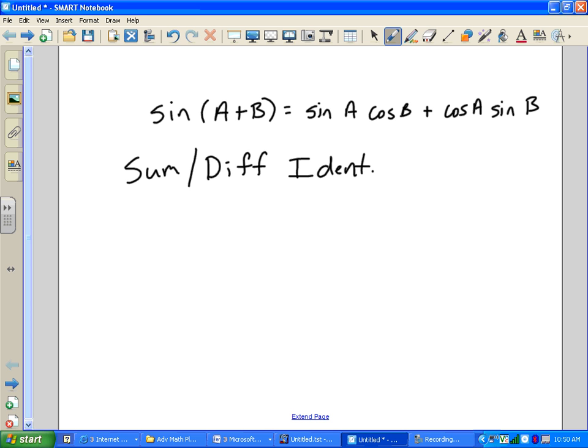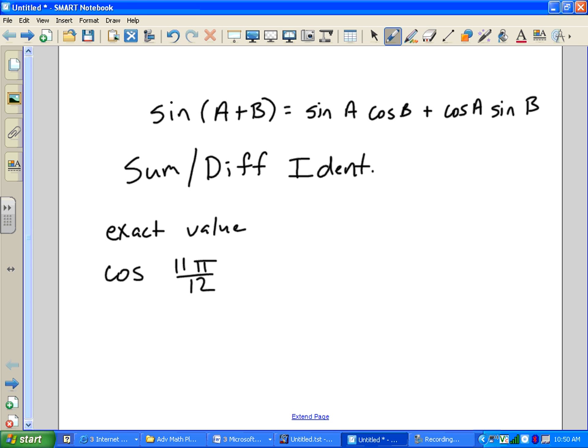Part of what they're there to help me do is find more exact values that aren't necessarily on my unit circle. Ultimately we'll start memorizing a lot of these values, but to start off with, we're going to use these sum and difference identities to get to them. For example, let's find the exact value of the cosine of 11 pi over 12.